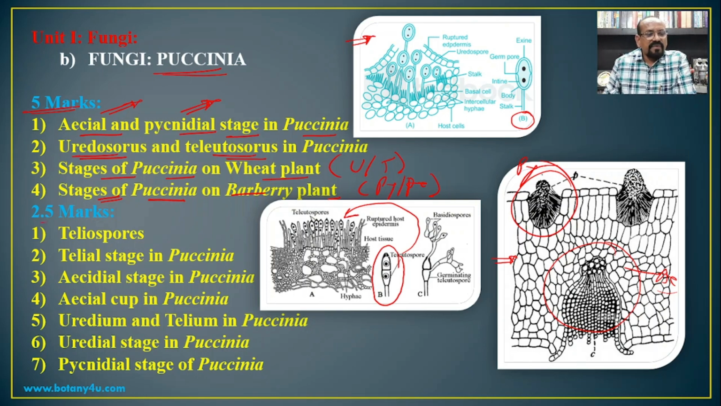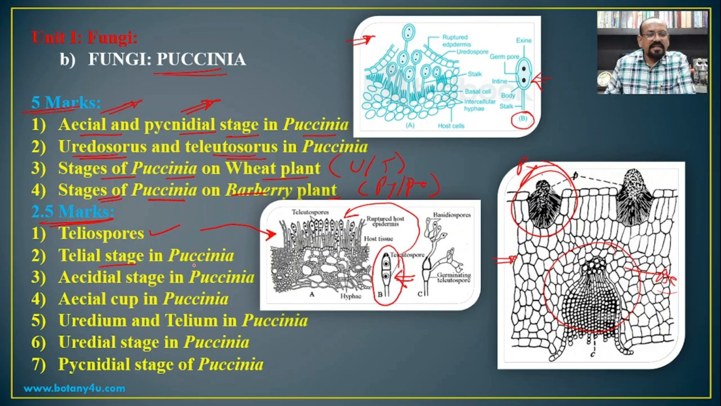For 2.5 marks, here there are the teleutospores. So simply you have to draw this and see the difference that the teleutospores are bicelled while the urediniospores are binucleate. This is very common. Again, the exine is echinulate in case of the urediniospores and the exine is smooth in case of the teleutospores.